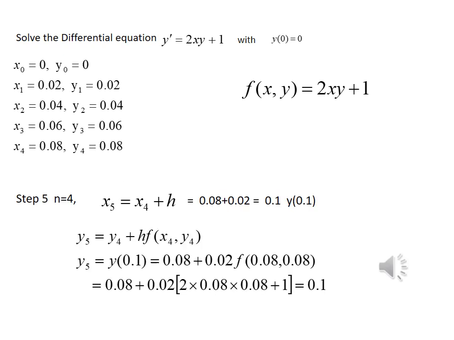Now proceed for the next step. x4 we have x4 is equal to 0.08 and y4 is equal to 0.08. x5 we can calculate x4 plus h. So y5 is equal to y4 plus h into function of x4, y4. We get y5 is equal to 0.01.